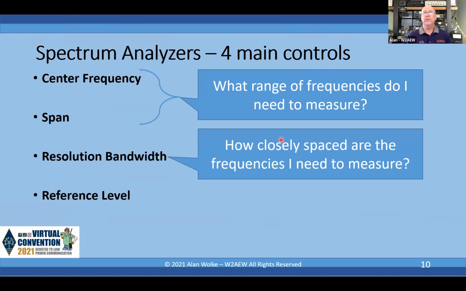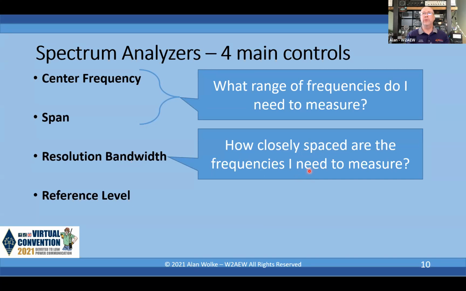The resolution bandwidth selection, you're going to adjust depending on how closely spaced the frequencies are that you need to measure. Like, do I need to see things that are 2 kilohertz apart? Or if I'm trying to look at opposite sideband rejection on my transmitter, if it's a single sideband audio signal, you might want to have that resolution bandwidth set to something like 50 hertz or 100 hertz, so that the bandwidth of that filter can more accurately show just the bandwidth of the signal, and you can see if that opposite sideband has gone away or not.